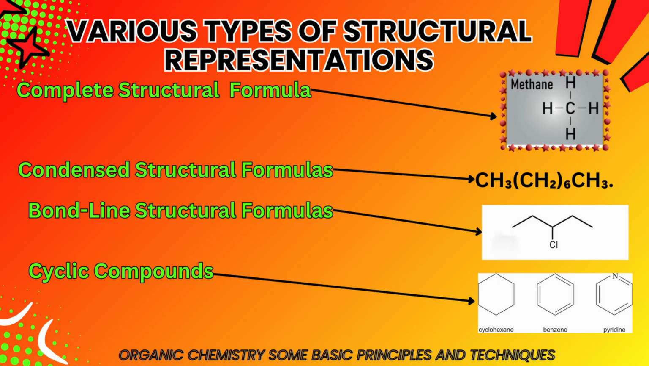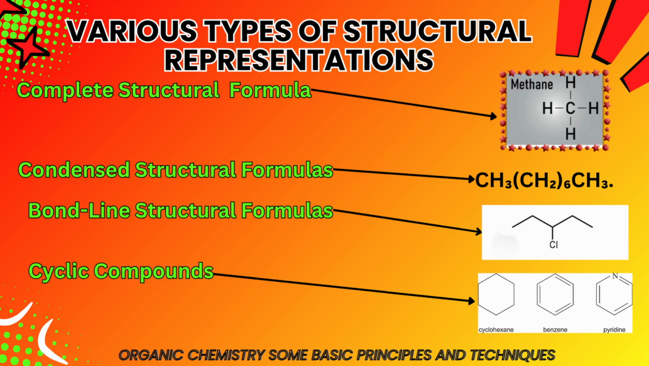In organic chemistry, representing the structure of a compound is crucial to understanding its properties and reactions. Let's explore the various types of structural representation used in organic chemistry, starting with the basics. First among the list is the complete structural formula, which is also called the Lewis or dot structure. It represents every bond and atom completely. The examples of complete structural formulas of ethane, ethene, and ethyne are shown in the image.